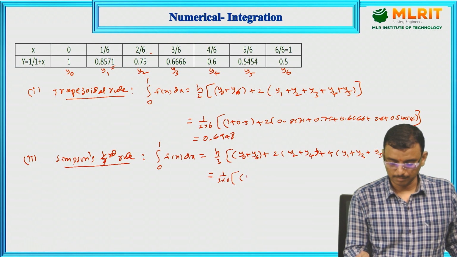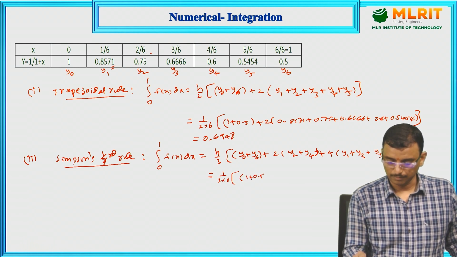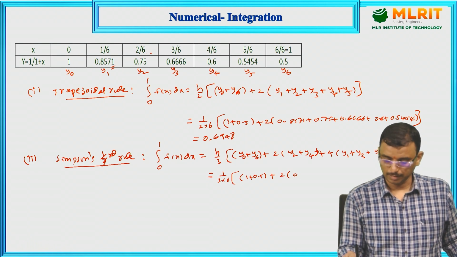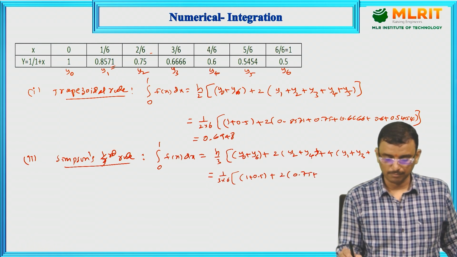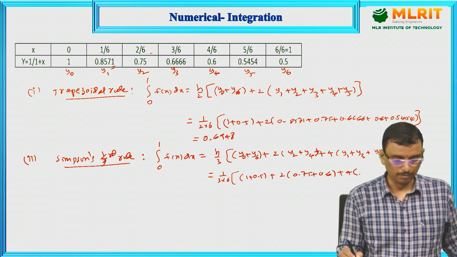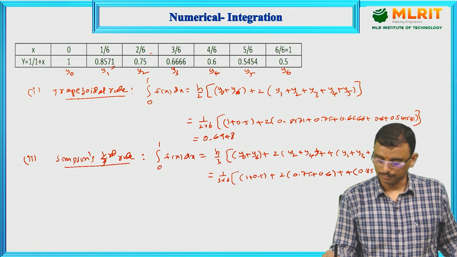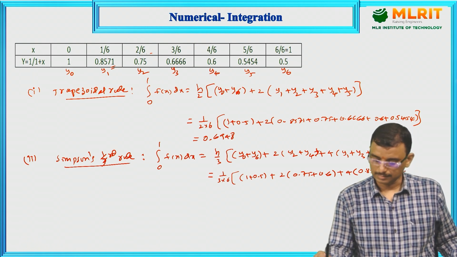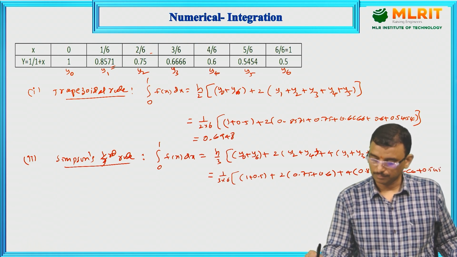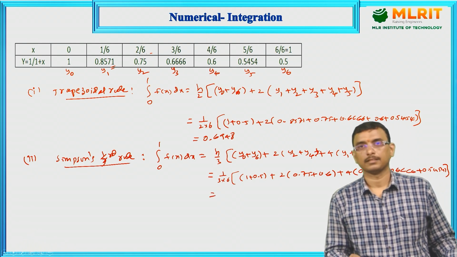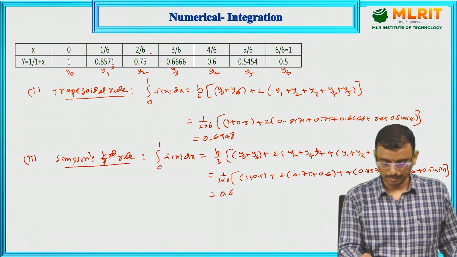The y0 value is 1 plus y6 0.5 plus 2 into y2 0.75 plus y4 0.6 plus 4 into y1 0.8571 plus y3 0.6666 plus y5 0.5454. So now if we evaluate this, we get the answer as 0.6931.